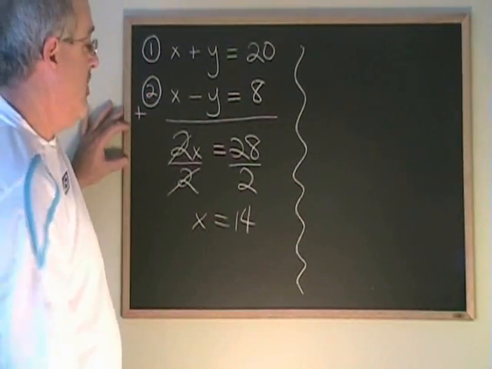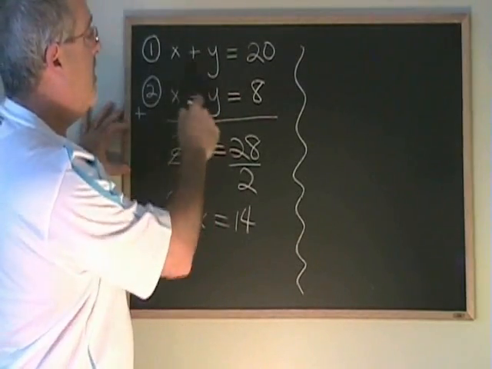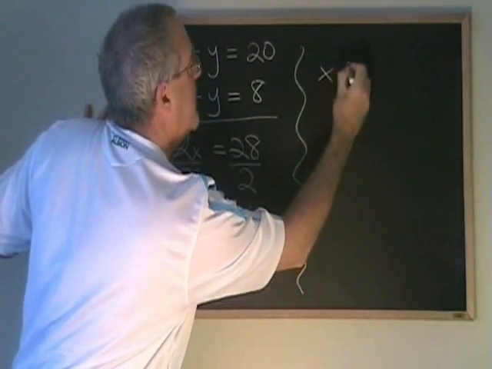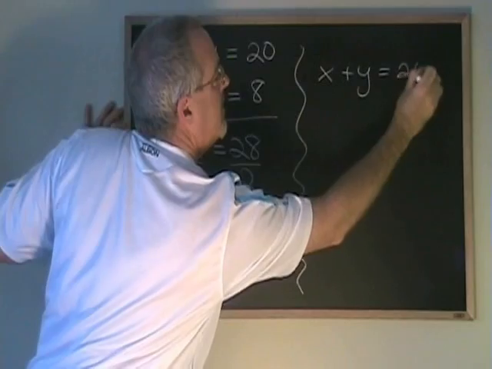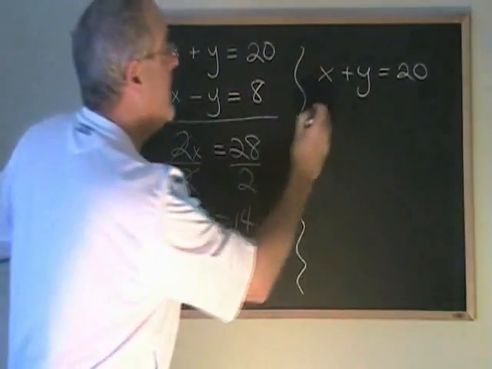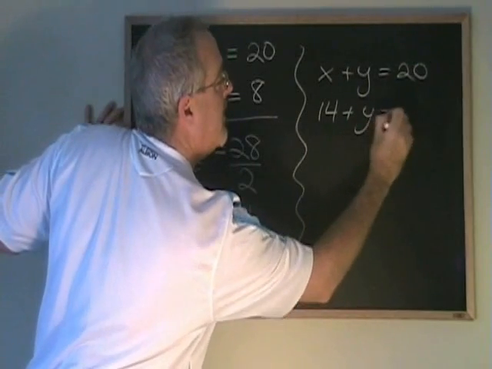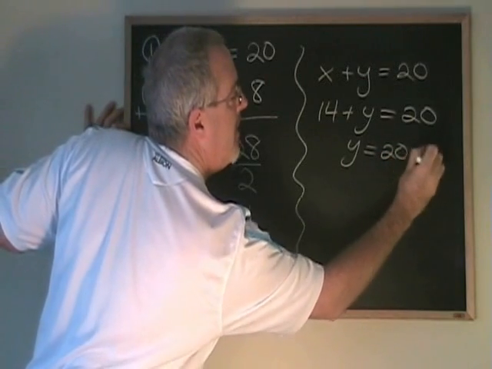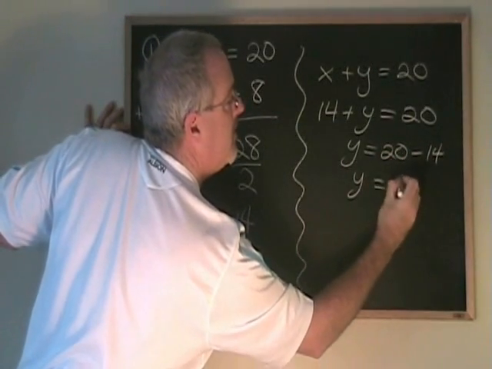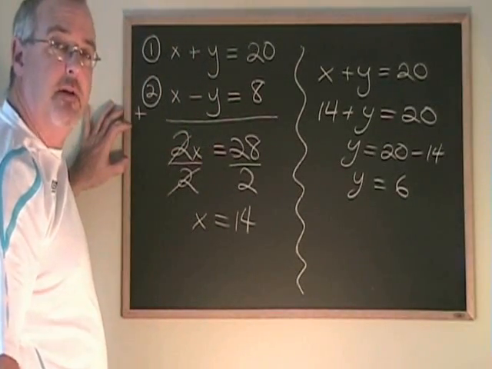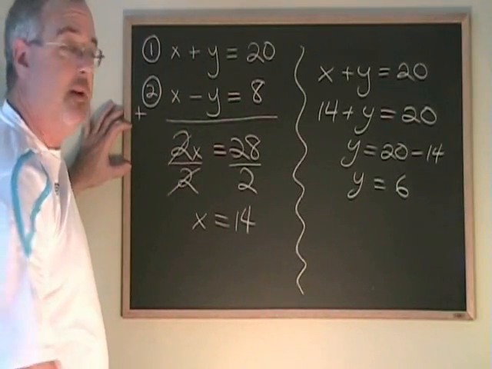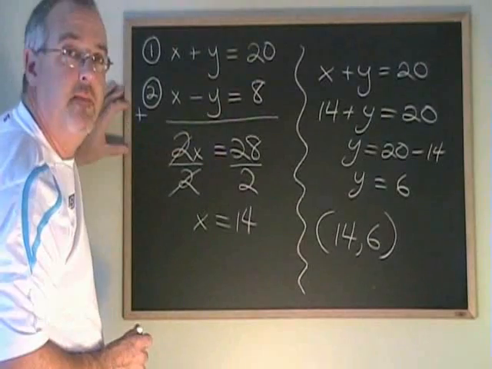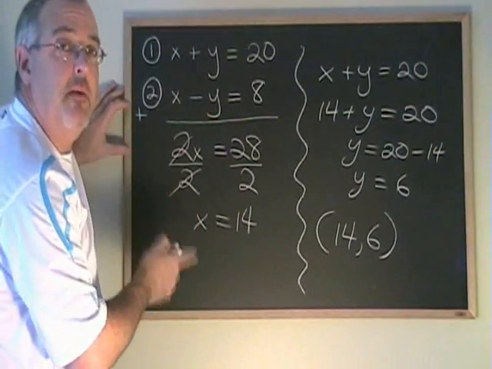To find what y is equal to, I plug x equals 14 into either of the original equations. Let's try equation 1. We have x plus y equals 20. If I replace the x with a 14, we have 14 plus y equals 20. Doing algebra, y is equal to 20 minus 14. Y is equal to 6. The answer for this system of equations, the point of intersection of these two lines, is going to be 14, 6.